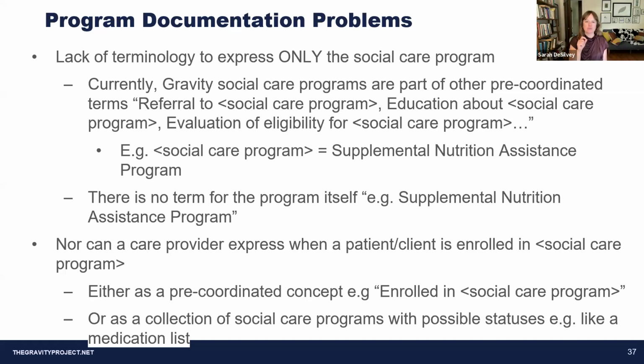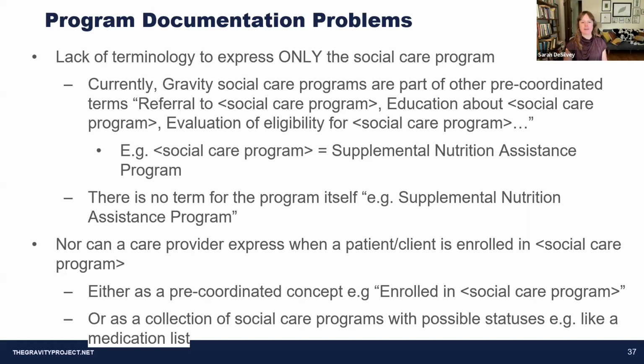So currently, Gravity social care programs, a decision that was made by surveying all kinds of people 5 years ago, are part of other pre-coordinated terms. Meaning, if you've looked at our interventions pick list, it's refer to social care program, education about social care program, evaluation of eligibility for social care program. And an example of a social care program would be SNAP, the Supplemental Nutrition Assistance Program. We do not have terms for the program itself, e.g. a term just for Supplemental Nutrition Assistance Program.